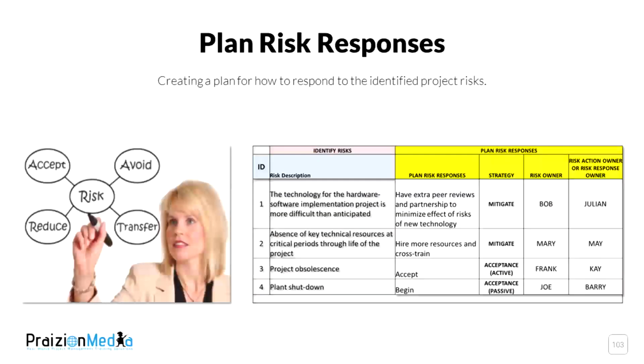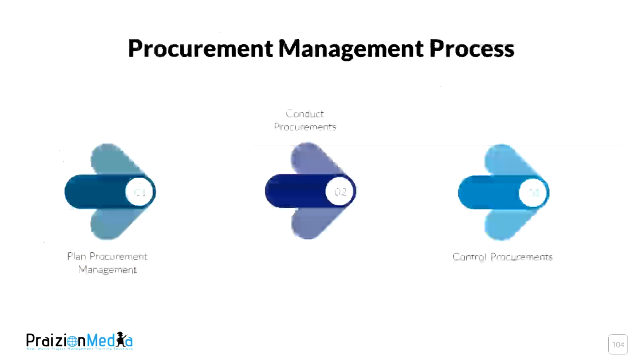In plan risk responses, this is where you plan how to counteract the risks that you've observed. Are you going to mitigate them, transfer them, avoid them? If they're positive, are you going to share them? Are you going to enhance? So on and so forth. And there are many other strategies for risks that are talked about in the PMBOK guide. Definitely a must-read if you are taking the CAPM or the PMP exam.